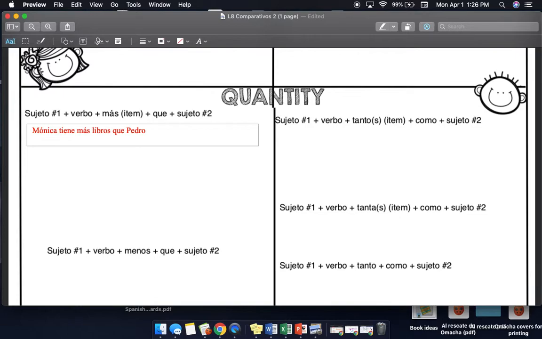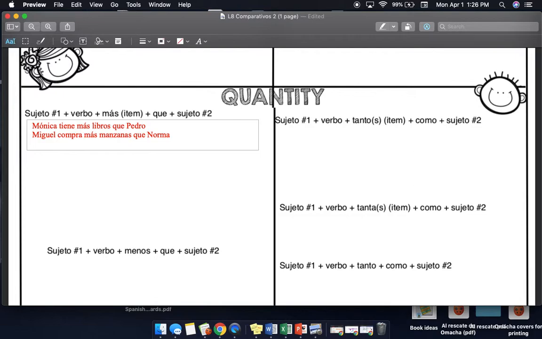Another example could be Miguel compra más manzanas que Norma. Notice again, same structure, okay? It's a very visual thing of having subject number 1 with that verb, and that verb matches your subject, okay? I'm going to give you a different example so that you can see that. Más, now what is it that he's buying more? Manzanas than Norma.